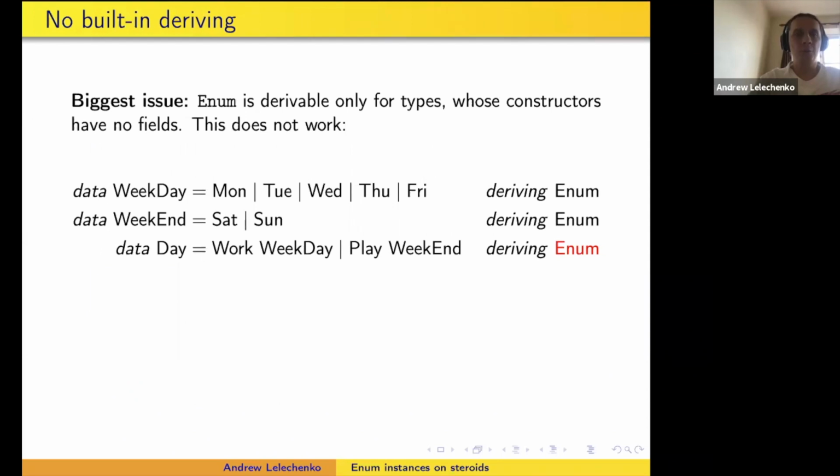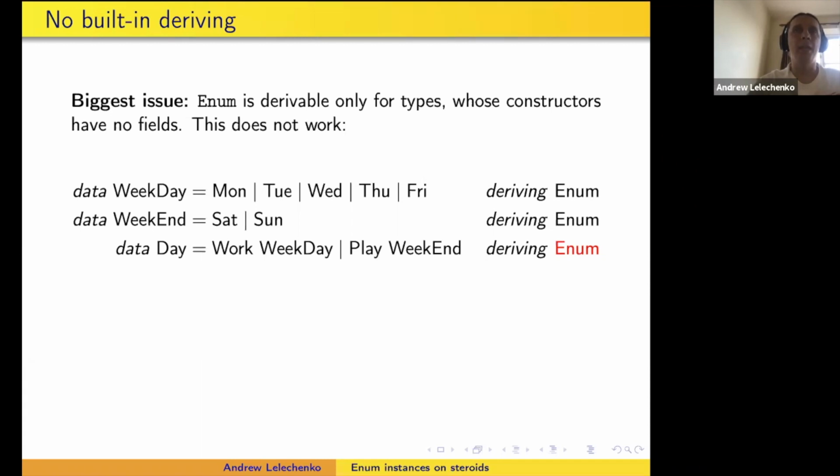Even bigger issue from my point of view is that, as we discussed above, we can derive enum instance automatically. GHC will derive it for us, but only for types which constructors have no fields, so only constructors with no payload. So for example, imagine that we would like to refactor our type for days of week.